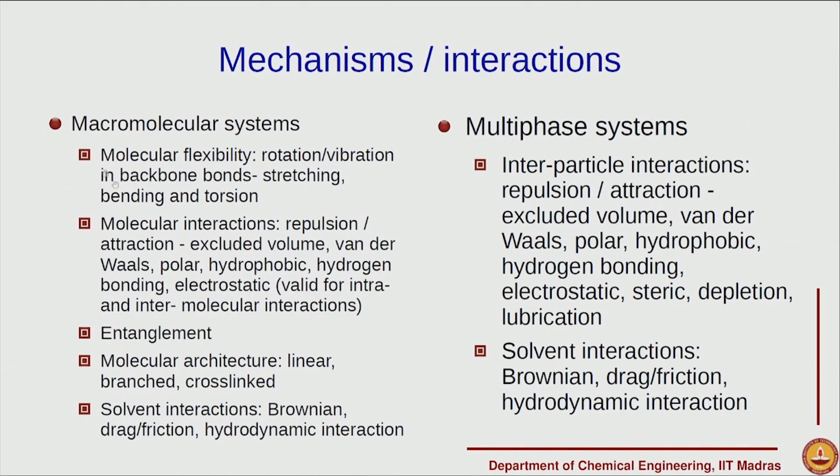So, we said that initially there was flexibility, which is all related to bond rotation and flexibility at the bond scale, or bonded interactions. Then we had molecular interactions, which could be intra or inter, and which are attractive or repulsive depending on what the specific interactions are. Then entanglement, which is far more important only for the melt state and for concentrated solutions. And then of course, architecture is an important aspect because that determines how some of the other things may play out, and finally the interaction with solvents.